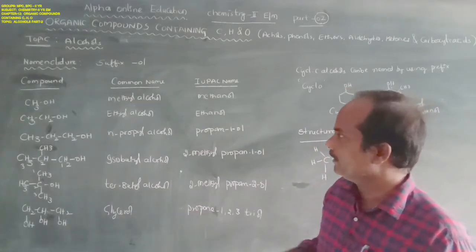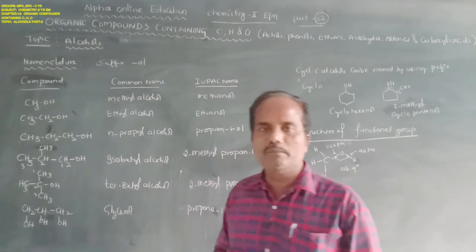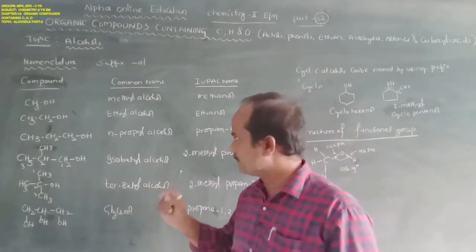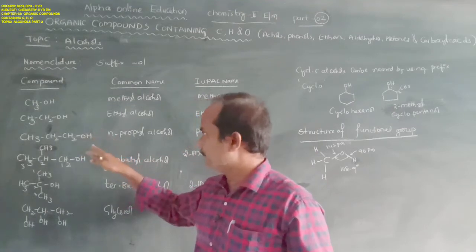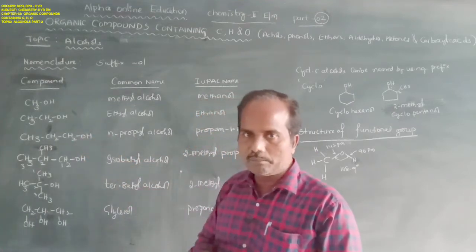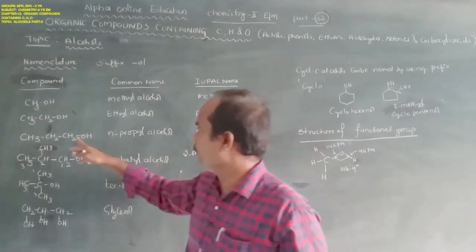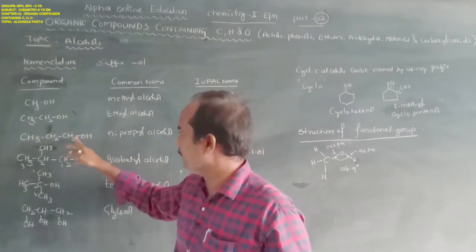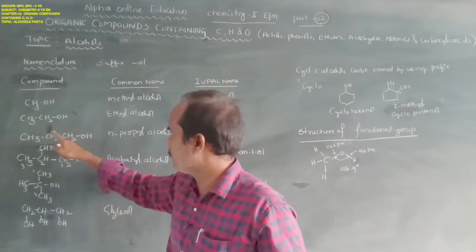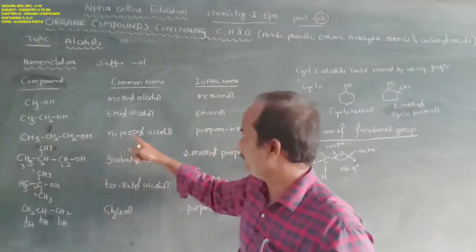Next, when the carbon chain is increased, numbering is given. In general, while numbering the bulkier chains, the lower number should be given to the functional group. That's why the numbering is from this end, 1, 2, 3.